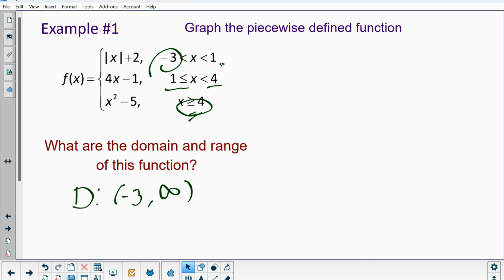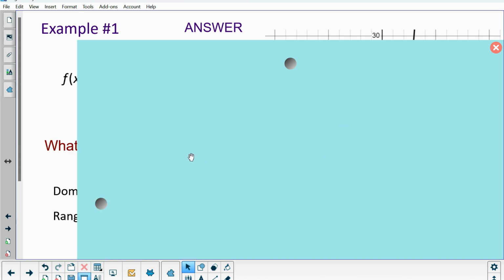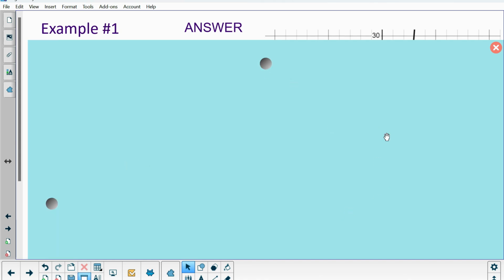So I'm going to change screens because I already have the graph drawn for you, and then I'll talk about the graph. So let's pull this over. Come on.